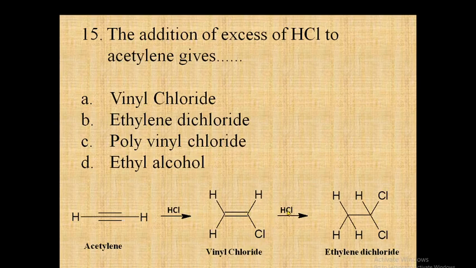Now when the second mole of HCl is added, still unsaturation is present. Therefore, the second mole will add. Now here, as it is unsymmetrical, it will follow Markovnikov's rule. So hydrogen will attach to that carbon which bears the more number of hydrogens, and Cl will attach to that carbon which bears the fewer hydrogens, and therefore you are getting the product ethylene dichloride. So option B will be the correct answer.